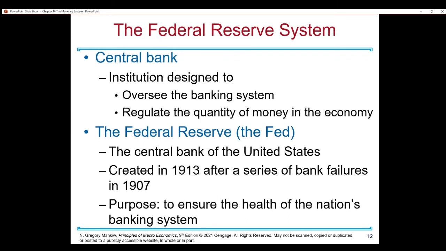Now next we're going into the Federal Reserve System, and this is going to be the big takeaway from this lecture. The Federal Reserve System is the United States Central Bank, and it's a system that uses fiat money. There needs to be an agency that's going to regulate that money, and that's the Federal Reserve. We call it the Fed for short, so FED.